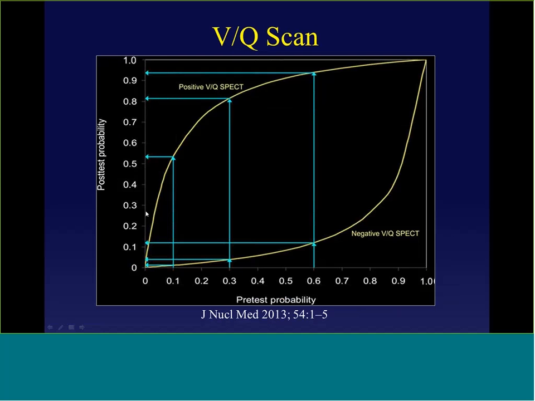For a positive VQ scan here, you'll note that for more intermediate pretest probabilities, shown here at 30%, you get a very wide separation between your positive and negative scans. And as you go to very high pretest probabilities or very low pretest probabilities, VQ scan has less of an ability to risk stratify your high and low risk groups.